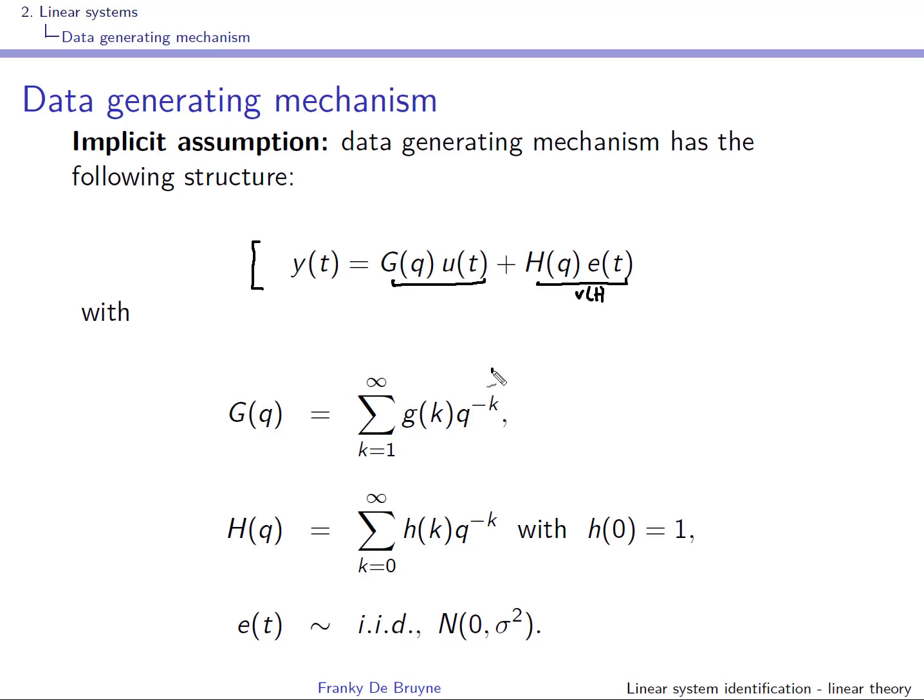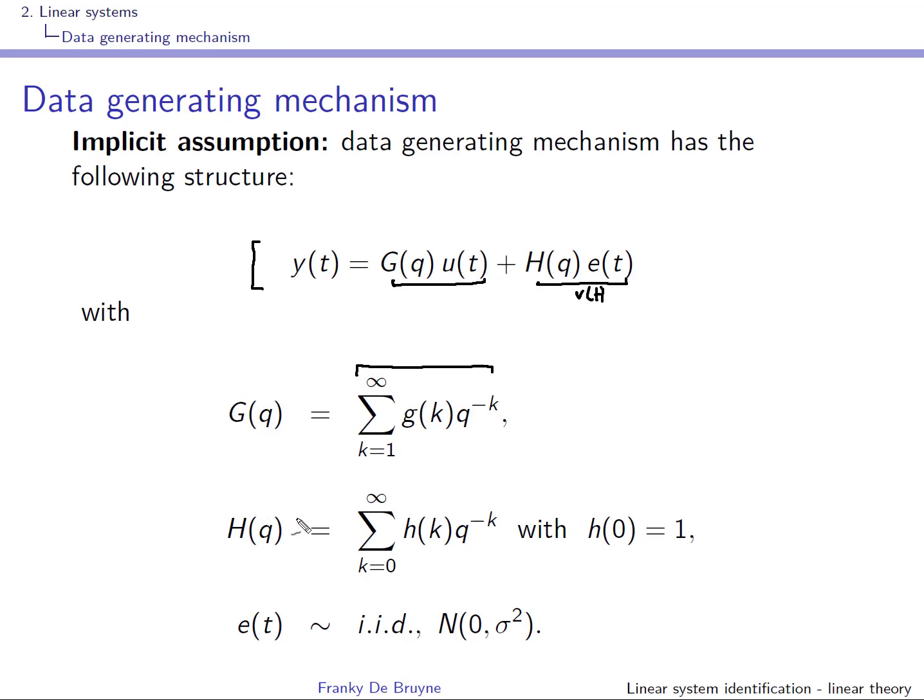You can write it in terms of the impulse response. So if you put an impulse at the input here, and you put e(t) to 0, at the output you'll have the impulse response. And from the impulse response you can construct the transfer function, right? And here k ranges from 1 to infinity, because we assume that in a physical system there is no direct feedthrough between u and y.